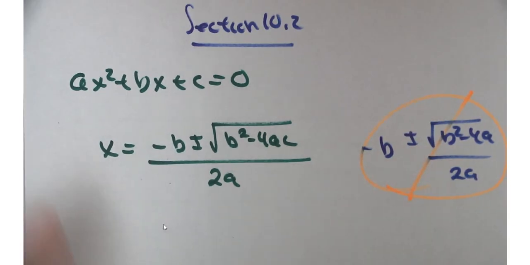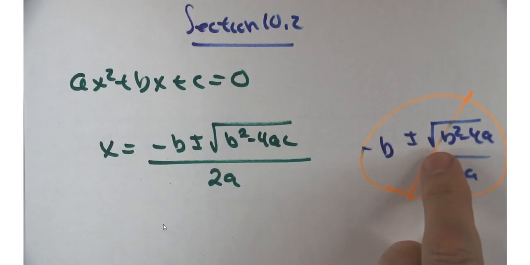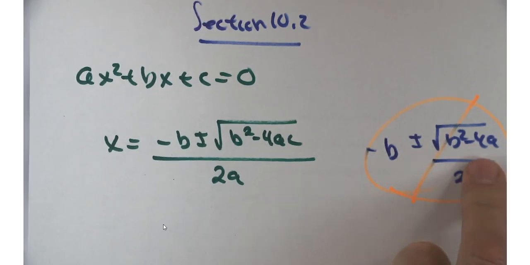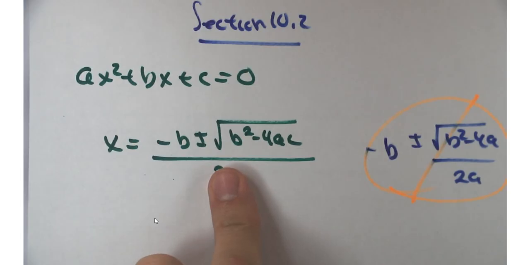So that's wrong. It's just wrong. It's not going to give you the right answer. Nor is having a plus here. Nor is trying to take the square root of b squared minus 4a as b minus 2a. There's a lot of things that don't work. There's one that does work, and that's this one.